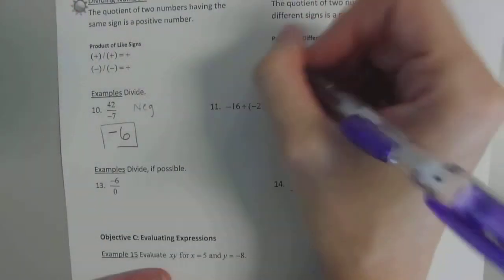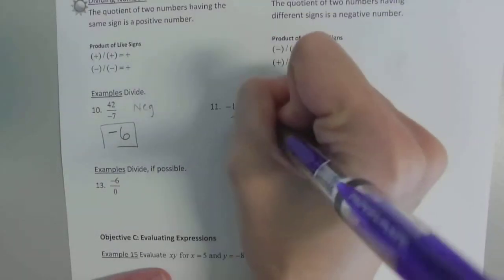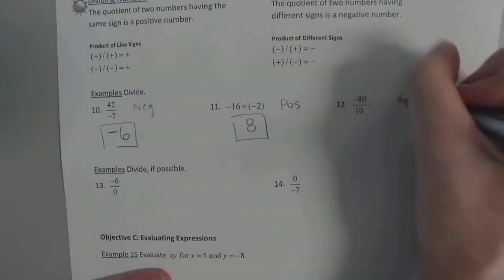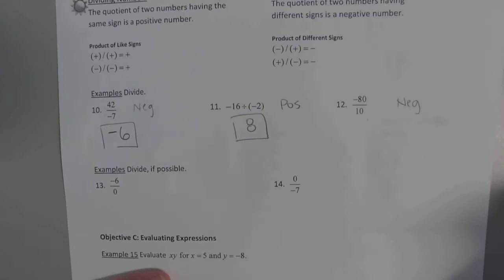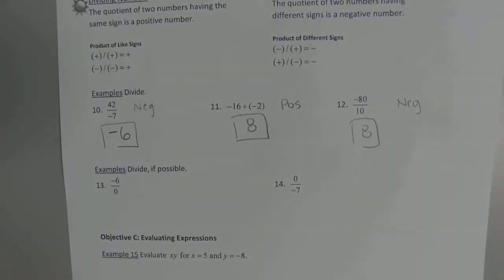What is a negative divided by a negative? Positive. What's 16 divided by 2? 8. What's a negative divided by a positive? Negative. What is 80 divided by 10? 8, right? The zeros kind of cancel each other out.